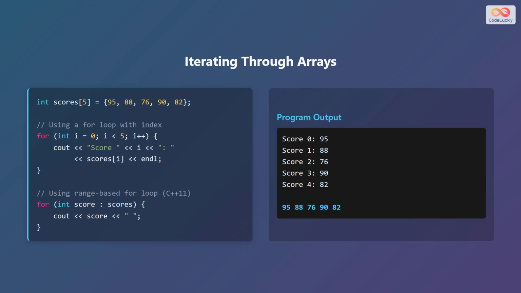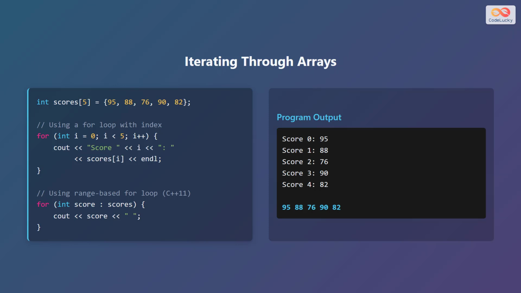Let's explore how to iterate through arrays in C++. There are several ways to iterate through the elements of an array. The most common methods are using a for loop with an index, or using a range-based for loop in C++11 and later. Consider an integer array named scores, initialized with the values 95, 88, 76, 90, and 82.